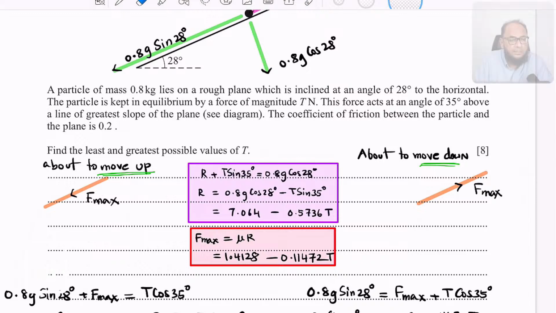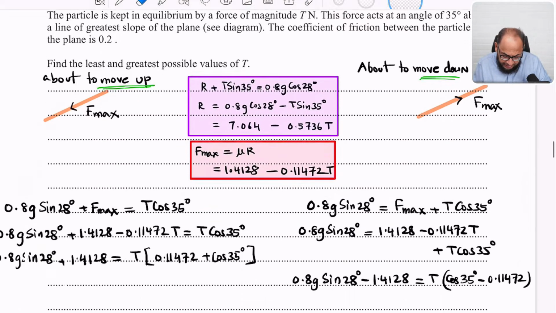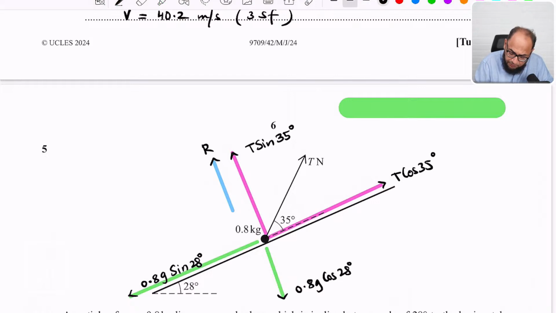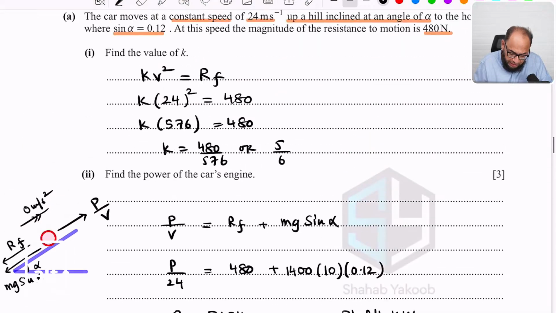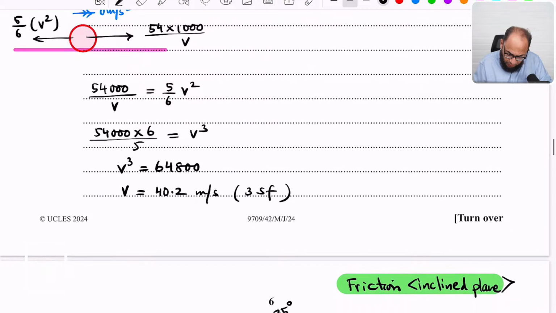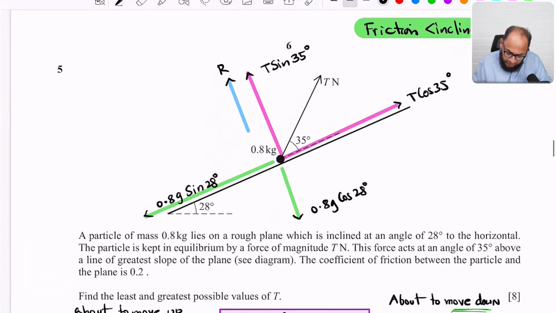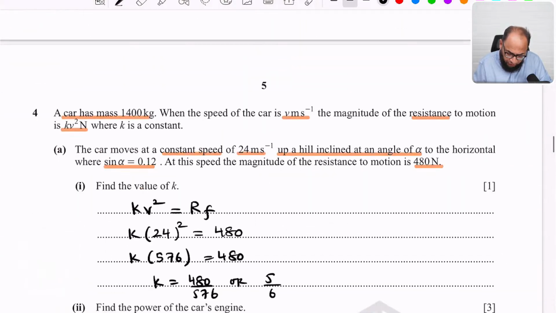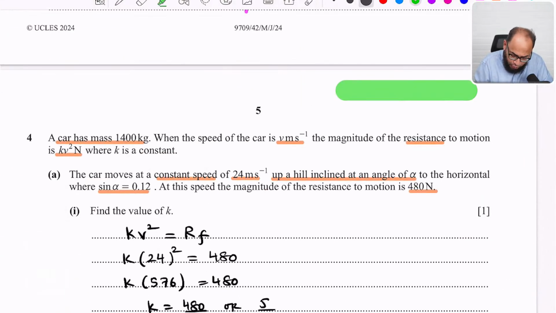So let me go to the main thing, and I'm back on the screen. So now we have done 5 questions. Question number 5 is about friction, and it's on an inclined plane. Did I skip question 4? I think I skipped question number 4. So let me just go over that.